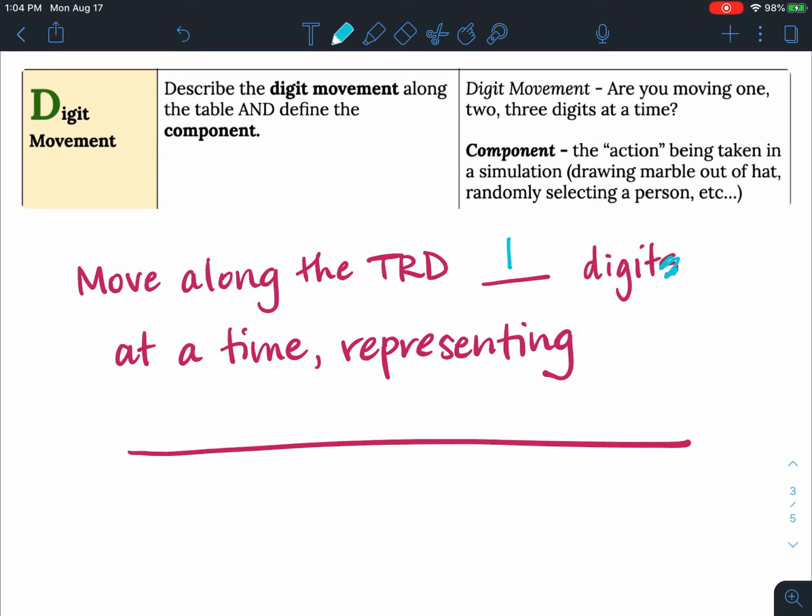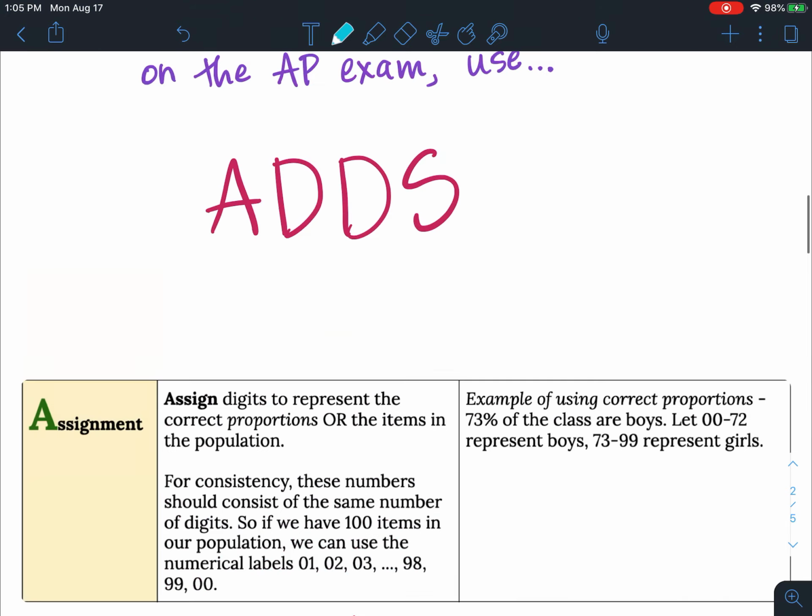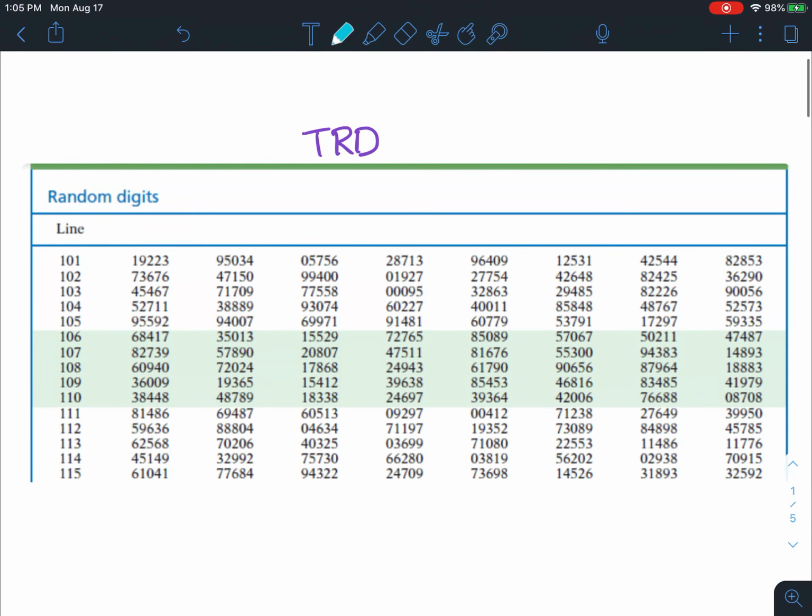Okay? And we would say representing, and this is where you're going to put your component. Basically, it's saying, when you're moving one digit, what is that representing in your situation as you move along the table of random digits? Okay? So going back up, I'll show you. We were at this 108. So we started with 6 and then we went to 4.